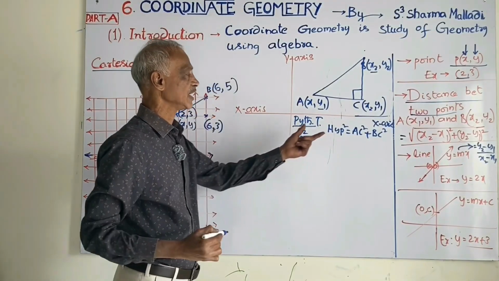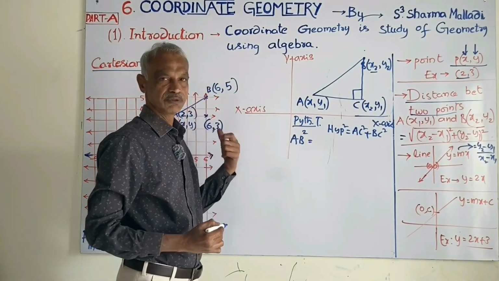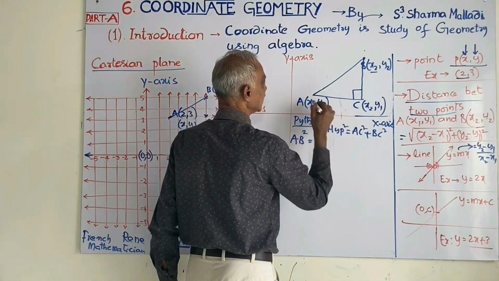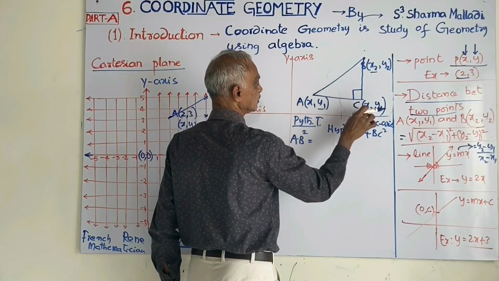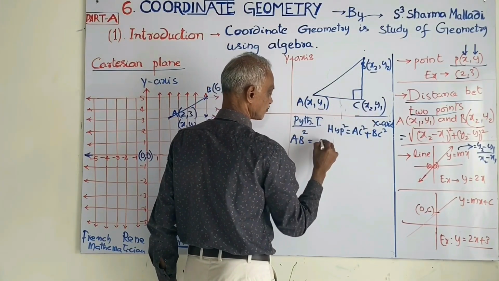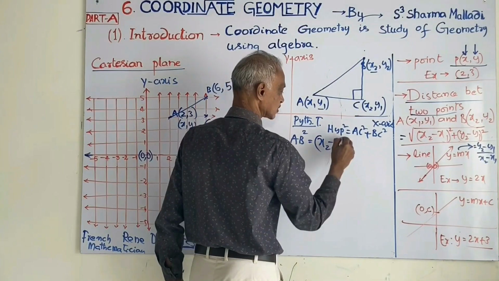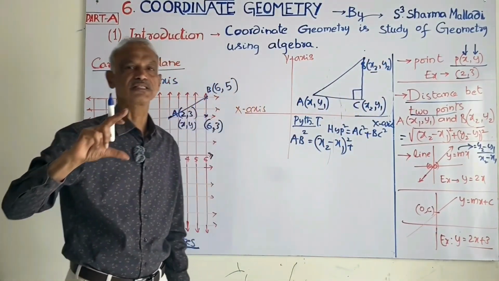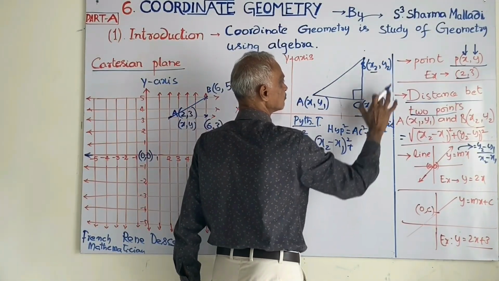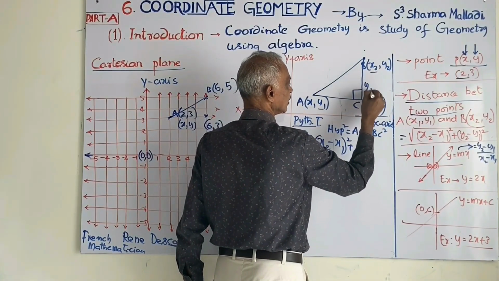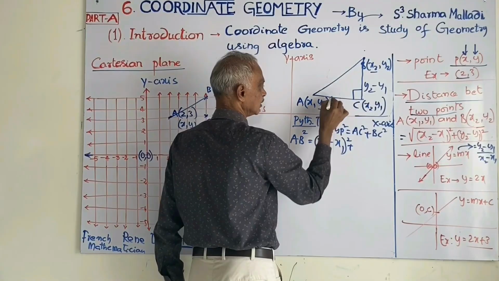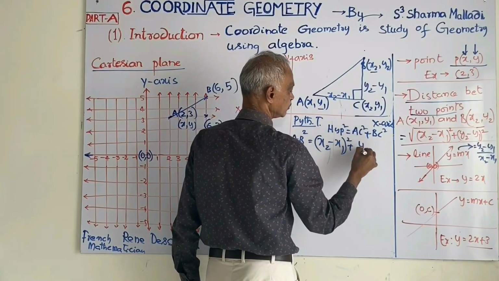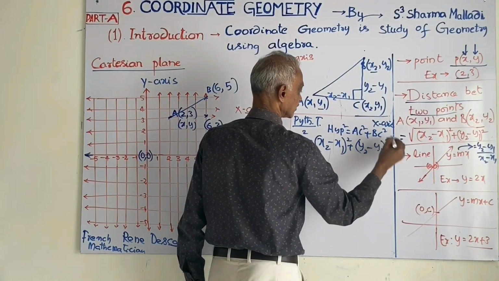Now AB square, the hypotenuse, we have to find AB, because the distance between these 2 points A and B is AB. AB square is equal to AC square. What is AC here? We can find out the distance between them: x2 minus x1, whole square, plus, what is BC? This vertical distance is y, that's why you subtract y1 from y2. This distance is y2 minus y1. This distance will be x2 minus x1. Now, what is BC here? y2 minus y1 whole square.